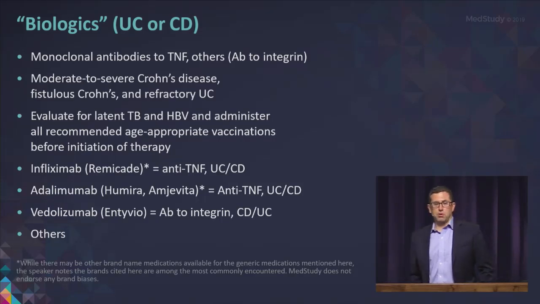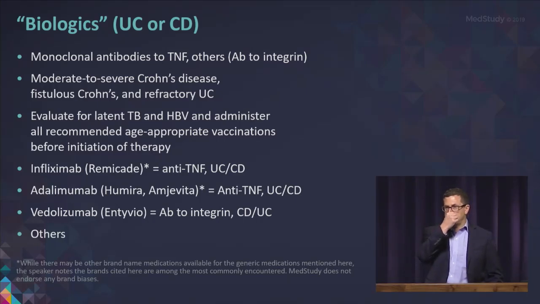Biologics are being used more and more frequently in ulcerative colitis and Crohn's disease. These are medications that include monoclonal antibodies to TNF-alpha and some other ones, including antibodies to integrin. These play a role in modulating the immune system. Generally, they're used for moderate to severe Crohn's disease, like in the patient in our question. It could be used for fistulizing disease in Crohn's and also for refractory ulcerative colitis.